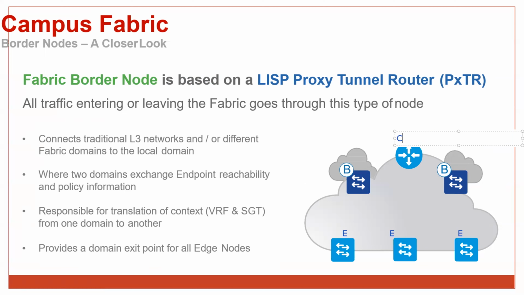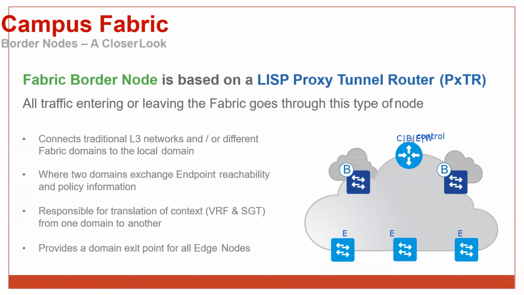A control plane node cannot become a border or an edge. Suppose you have only one control plane and border, then it may have a dual role as well. Suppose in your fabric you have one control, one border, and only one edge, then it can take a triple role as well. And suppose it is a wireless controller as well, then it will become W as well.